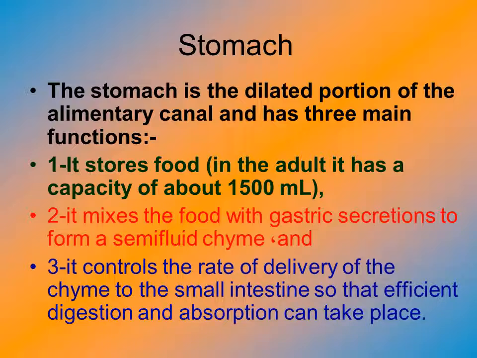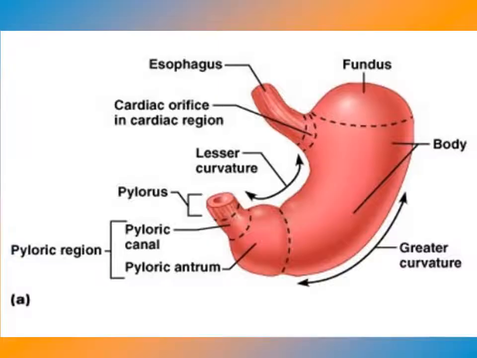So the stomach is the dilated portion of the alimentary canal and has three main functions. Store the food. In the adult, it has... This figure shows you the parts of the stomach: esophagus, cardiac orifice or gastroesophageal junction, the fundus, the body, lesser curvature, greater curvature, pyloric antrum, and the pyloric canal, which is the site for communication with the small intestine.